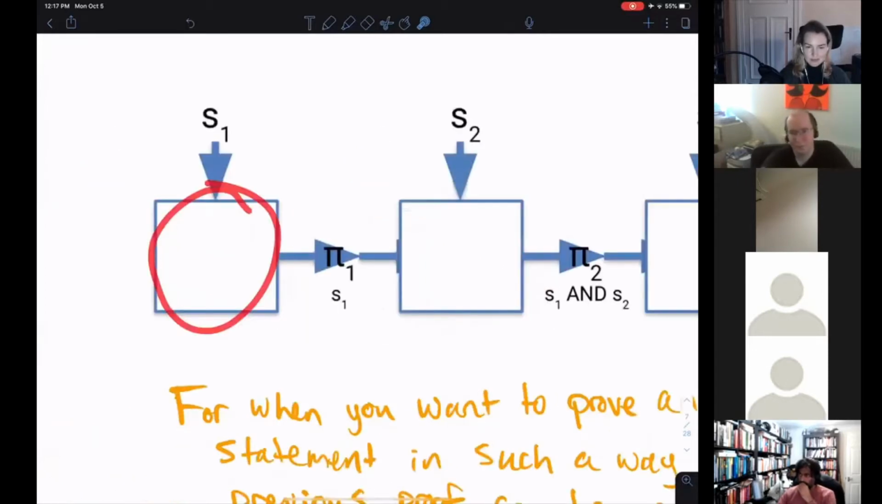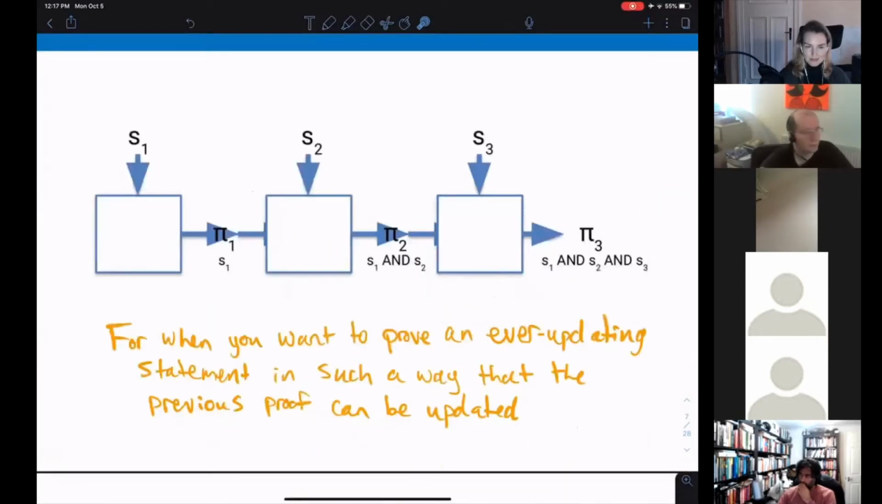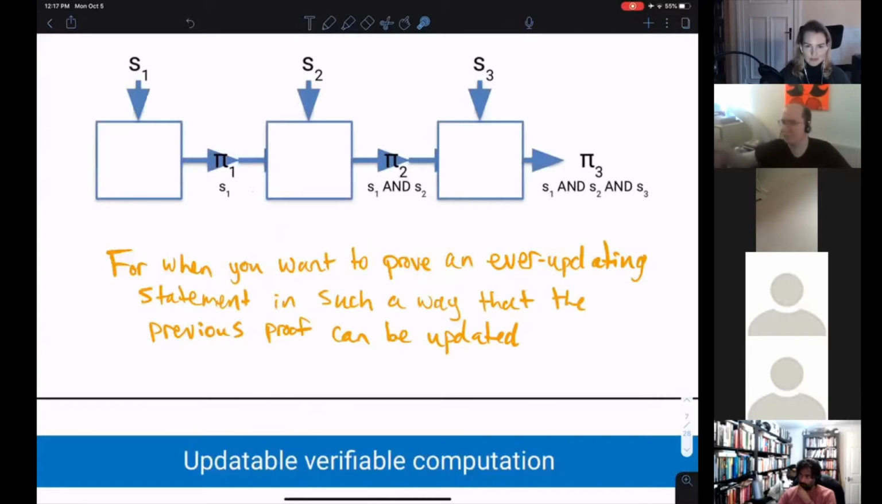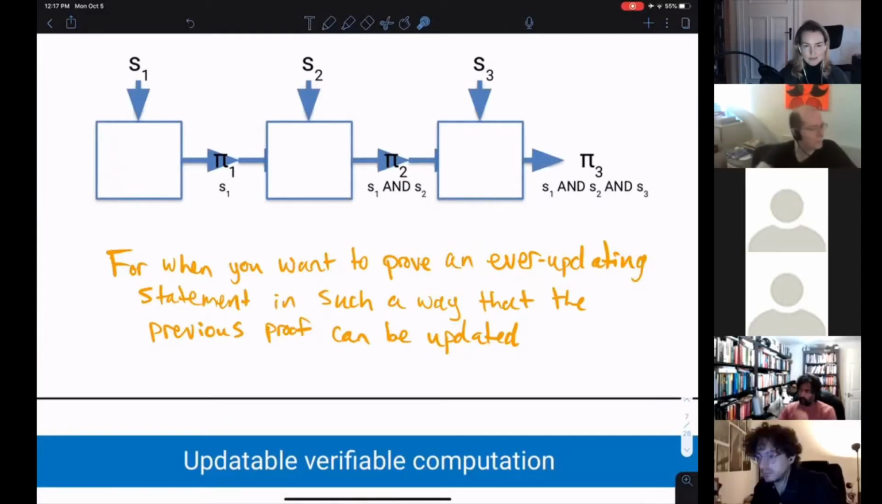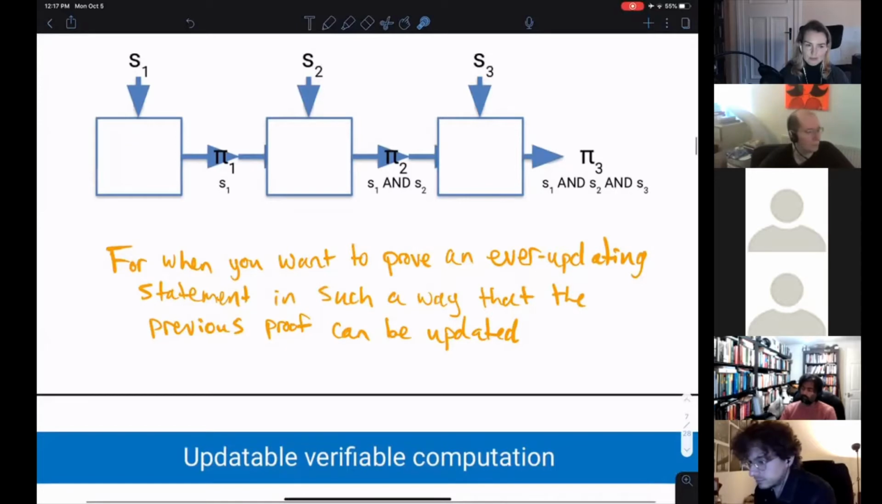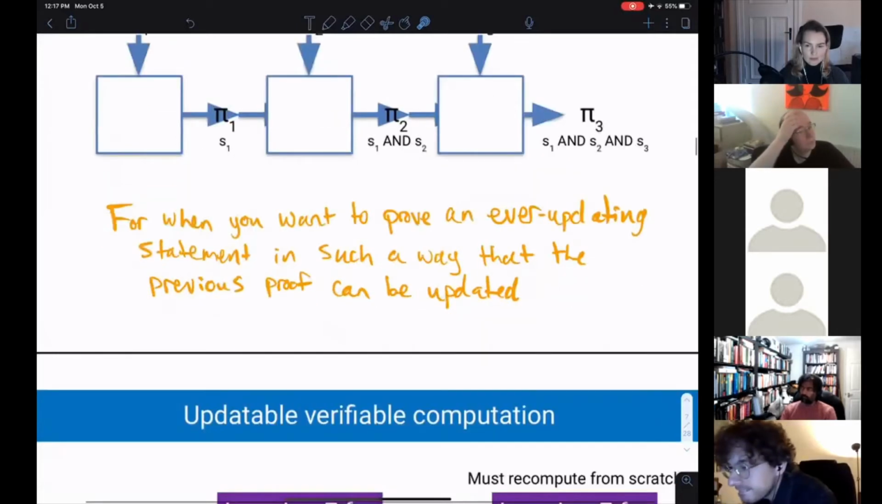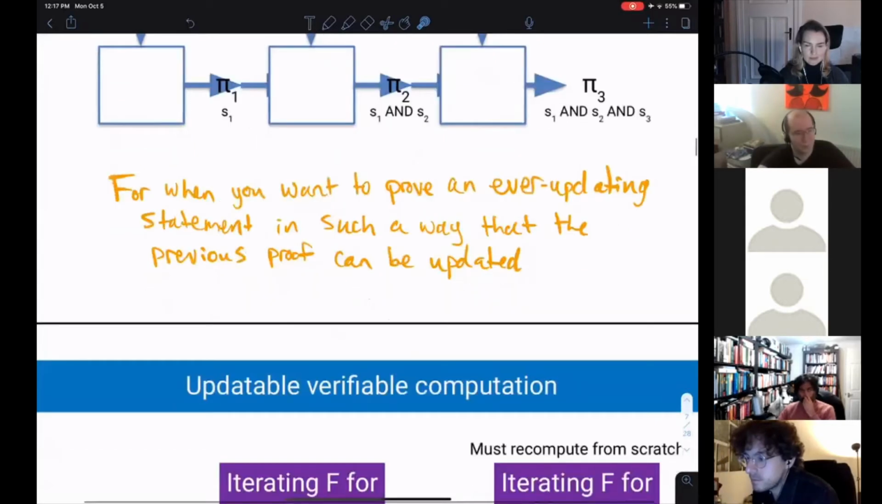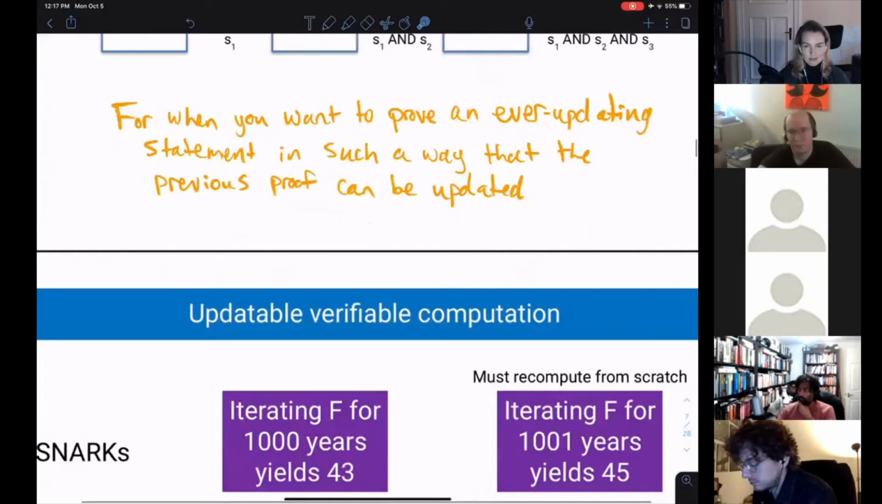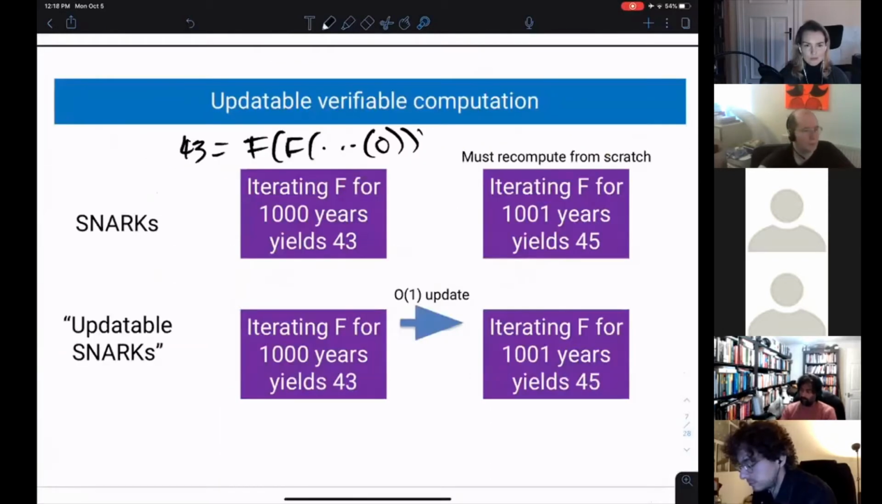To sum it up, recursive SNARKs, or recursive composition of SNARKs, is useful when you want to prove an ever-updating statement, usually over time, in such a way that the previous proof can also be updated along with the statement without having to redo all the work. To make it a little more concrete, with SNARKs you could prove a statement of the form: iterating f for 1,000 steps yields 43, like f of f of f, blah blah blah, of 0 equals 43. And even if this took 1,000 years, you could convince someone easily that it would be true. But with vanilla SNARKs, if you then wanted to say that if you do it for 1,001 years, you get 45, you'd have to redo the whole computation.